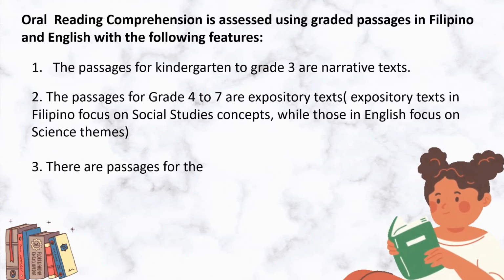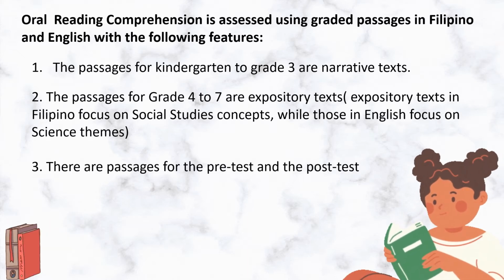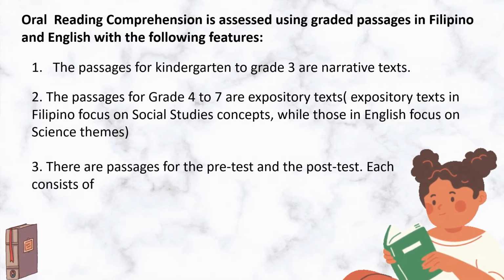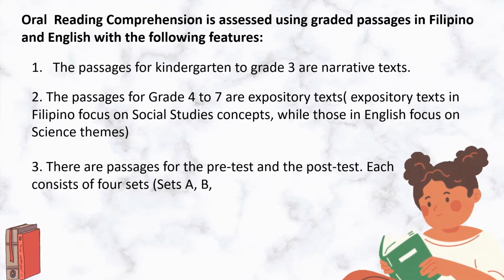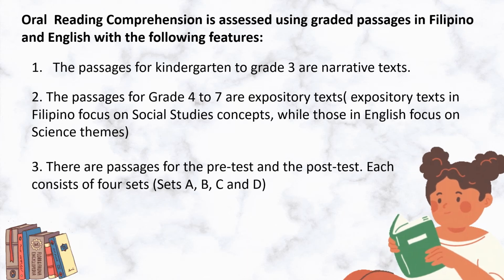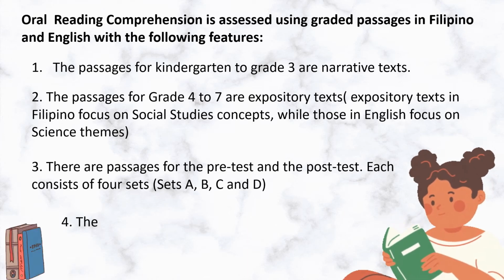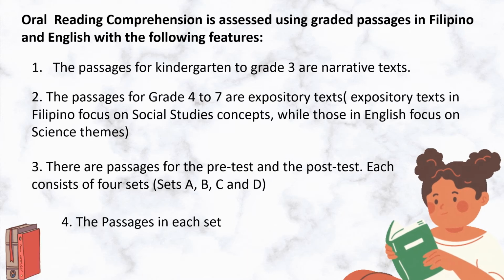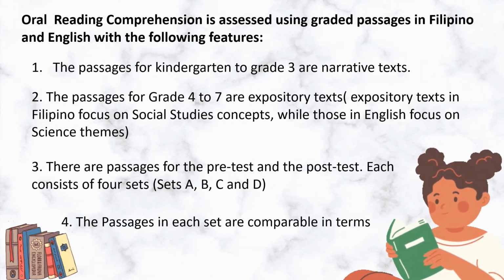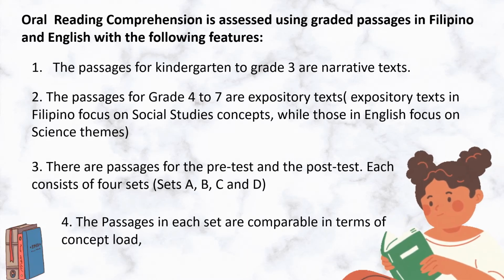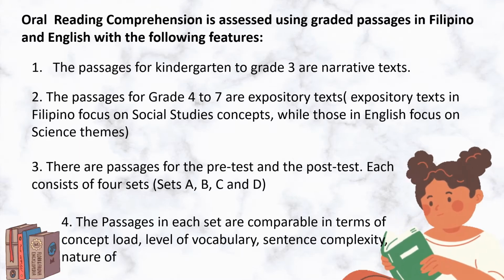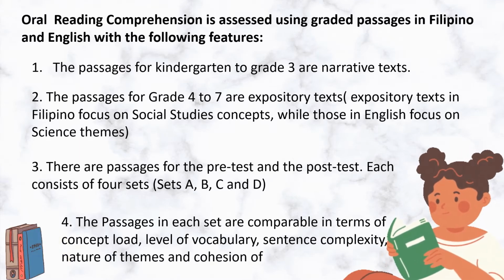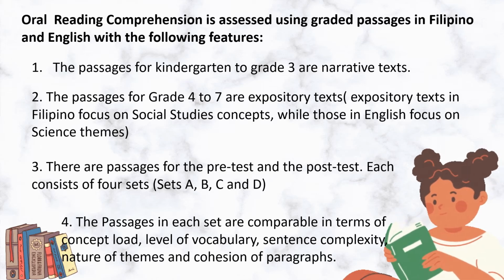Number 3. There are passages for the pre-test and the post-test. Each consists of 4 sets, Set A, B, C, and D. Number 4. The passages in each set are comparable in terms of concept load, level of vocabulary, sentence complexity, nature of themes, and cohesion of paragraphs.